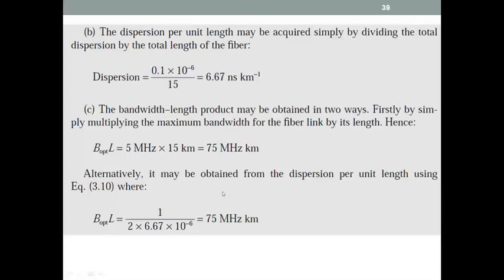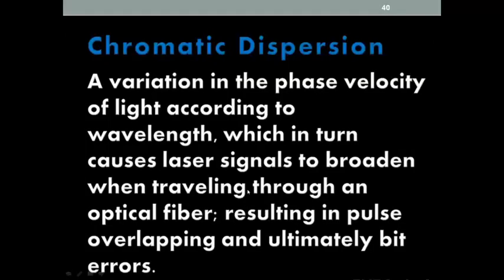Alternatively, it can be found as B_output multiplied by L is equal to 1 by 2 into whatever value of dispersion you had. You substitute it here, and you are going to get the same result. So you can use any of the alternative approaches.